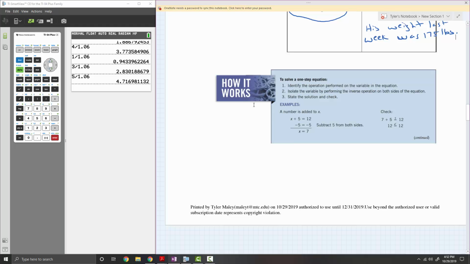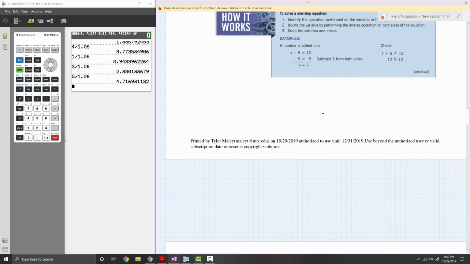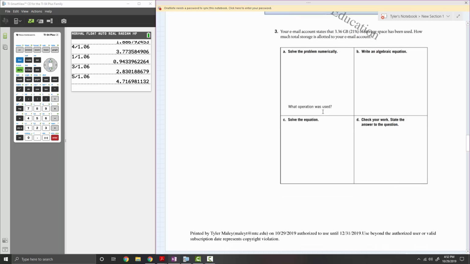All right, so then this next blue box just says how to solve a one-step equation. It's a little different than how I presented it, and if you find that easier, feel free to follow along. It's just a different way to look at it. So I'll let you read that, and you can go through that if you'd like.